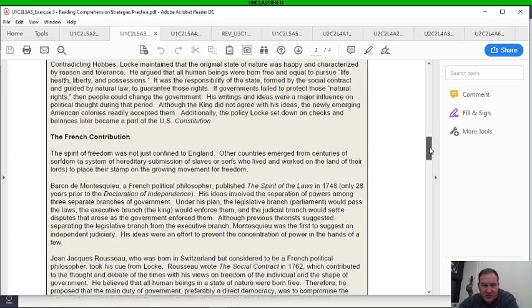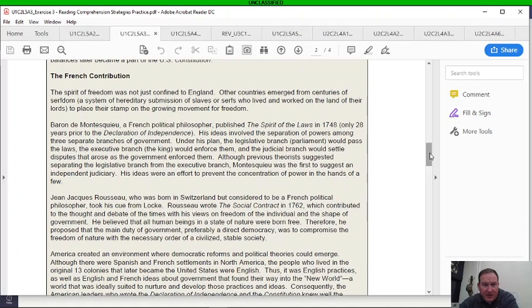All right, the French contribution. The spirit of freedom was not just confined to England. Other countries emerged from centuries of serfdom, a system of hereditary submission of slaves or serfs who lived and worked on the land of their lords, to place their stamp on the growing movement for freedom.